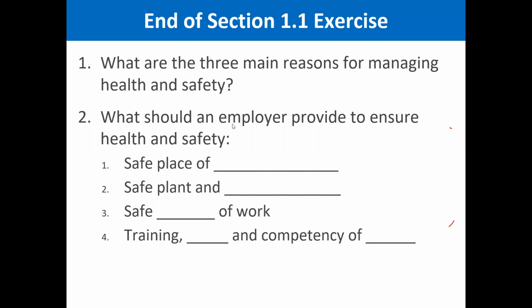Okay, so that was regarding the financial reasons. What are the three main reasons for managing health and safety? Obviously, it is moral, legal, and financial reasons. What should an employer provide to ensure health and safety? The employer should provide a safe place of work, safe plant and equipment, safe system of work, training, supervision, and competency of the individuals. Now let's come to the legal reasons.